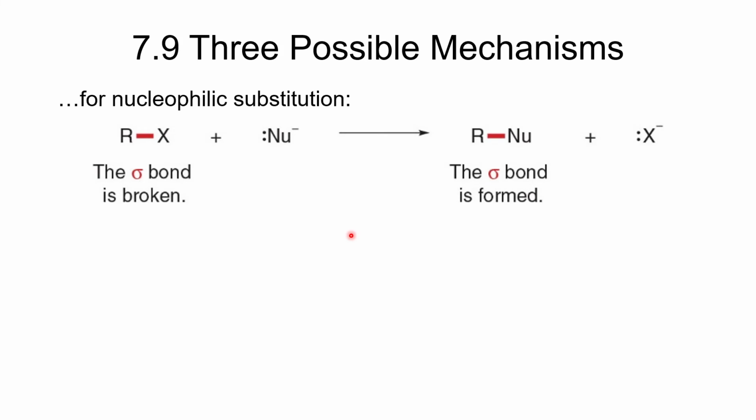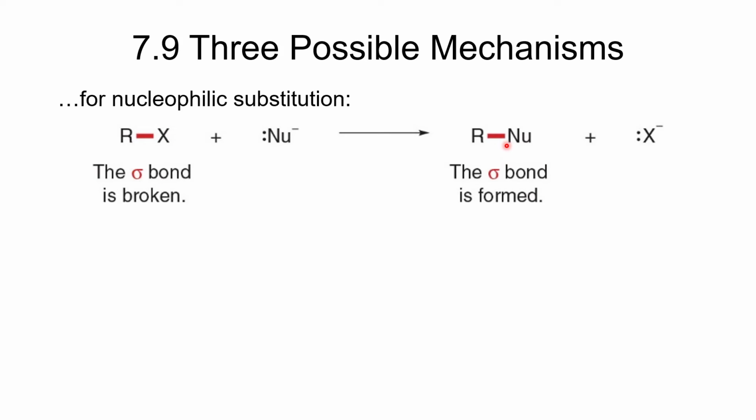So there are three possible mechanisms that we can have when we're doing nucleophilic substitution. We want to analyze those three different possible mechanisms and see if they're all viable. And if they're all viable, then we need to determine which one is most likely to occur. So for nucleophilic substitution, we're breaking a bond and we are making a bond.